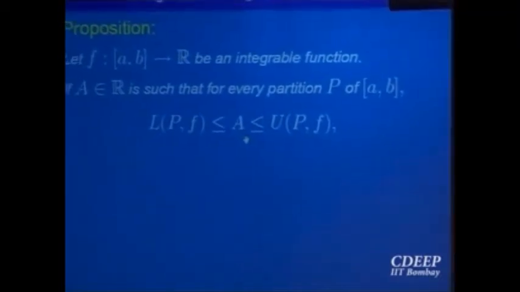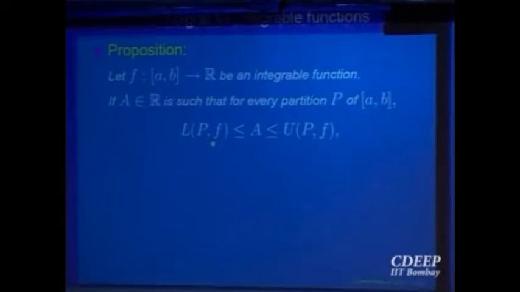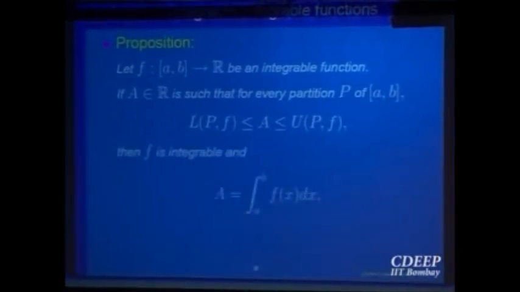Somehow you are able to guess a number which is in between upper and lower sums for every partition, then that must be the integral. So that is what this proposition says. F is a function which is integrable. We are already given it to be integrable. The only problem is how to find that integral. So suppose there is a number a which lies between the upper and the lower sums for every partition P. Then that number a must be equal to the integral of the function from a to b.